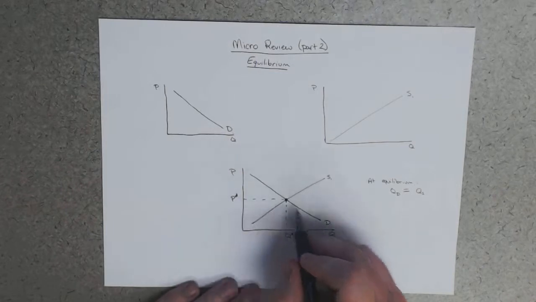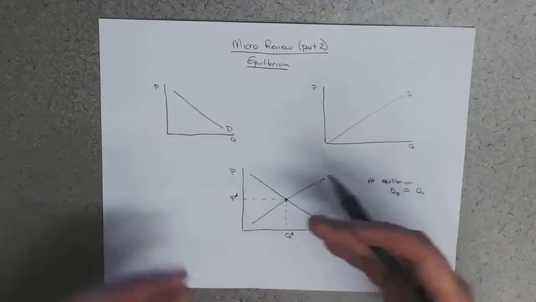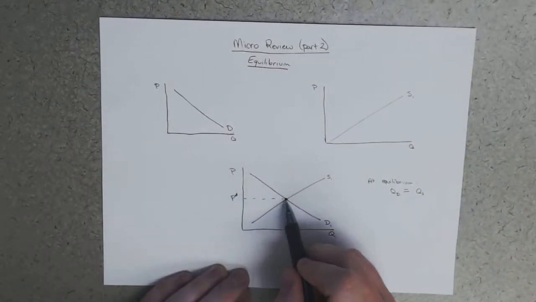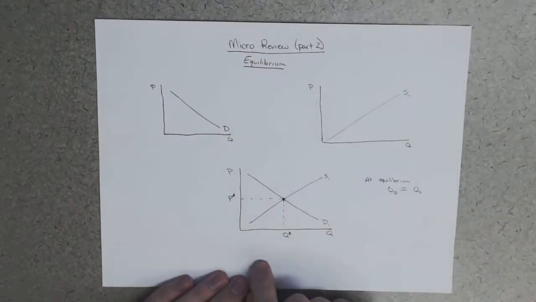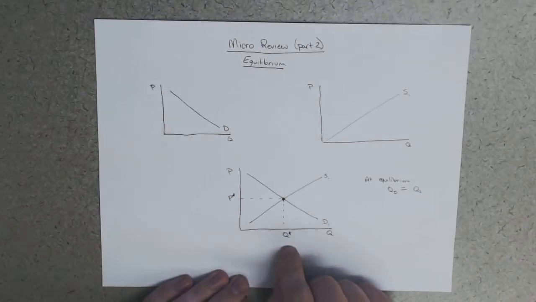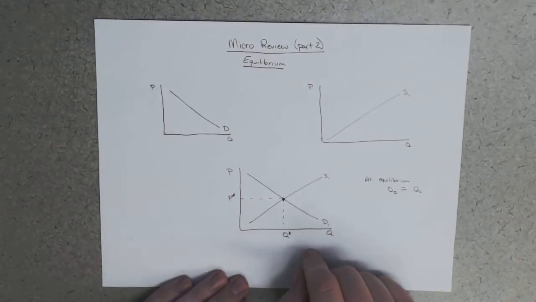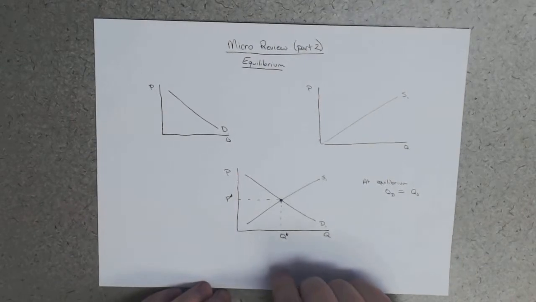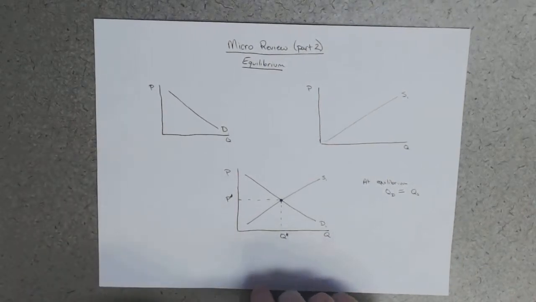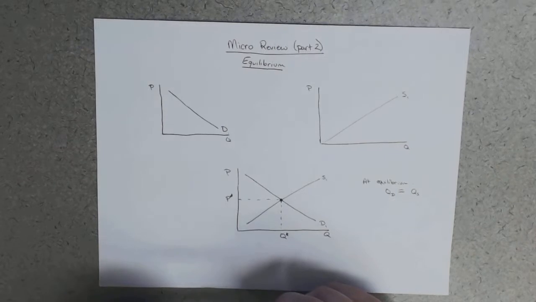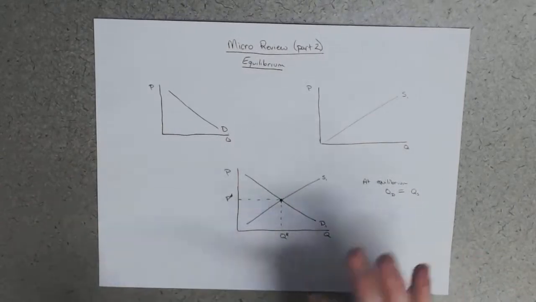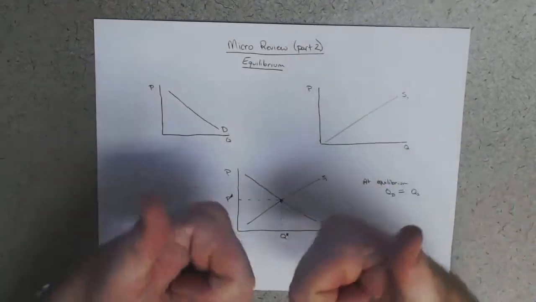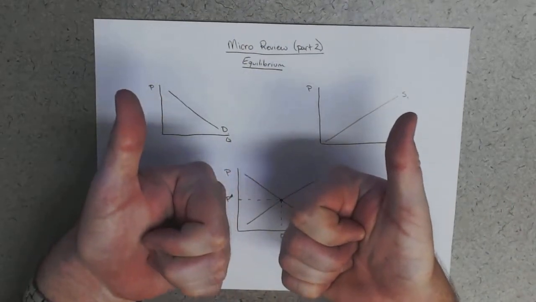And at P star, this is what gets brought about. Once we find out what the right price is and we charge people the right price, there will be exactly as many things produced as people want to buy. There'll be no waste. There's not going to be any cars sitting there unsold. There's not going to be any food going to waste. It's all perfect. Equilibrium, two thumbs up.